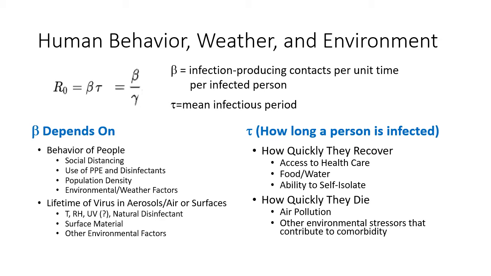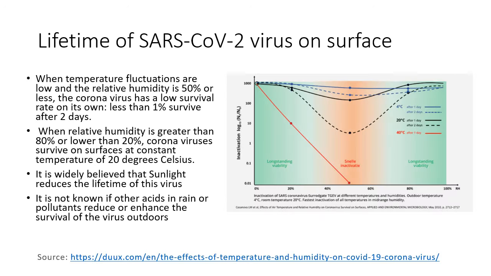The lifetime of the virus also influences beta and depends upon things like temperature and relative humidity. How long a person is infected is also dependent on their environmental conditions, as it leads to different comorbidity factors. The lifetime of the SARS-CoV-2 virus on surfaces has been assessed to some extent and found to be dependent on relative humidity and temperature. It's believed widely that it also depends on sunlight, and it's not known if other pollutants either enhance or suppress the viral load on a surface.